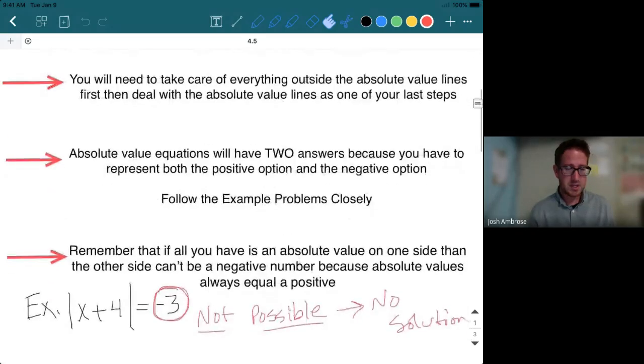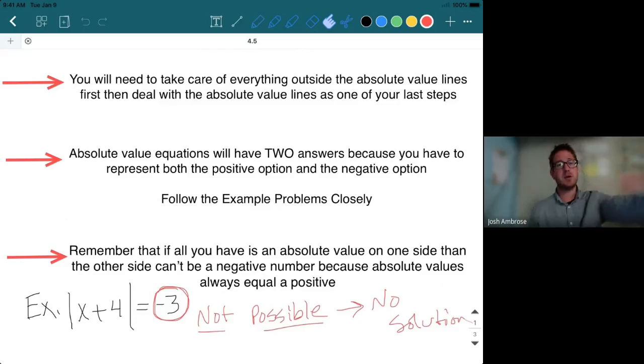All right, so the next thing is you have to take care of everything that's outside of the absolute value lines first. You're going to have these absolute value lines, something inside of it, but you may have something connected to the absolute value on the outside. You may have something saying plus or minus. Deal with that first. The last thing you're dealing with is the absolute value lines. That's important. Don't forget that. Write that down.